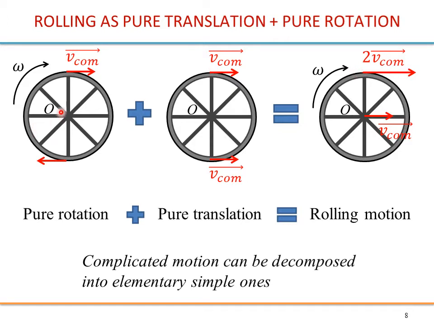The center, this one is not moving in rotation, this one is moving at Vcom, therefore the sum is Vcom. And this one, we said it's not moving, the instantaneous velocity is 0 here. Indeed, we have minus Vcom plus Vcom equals 0.